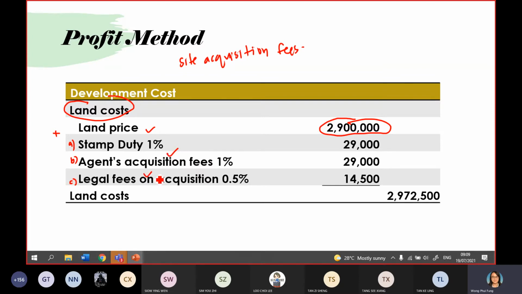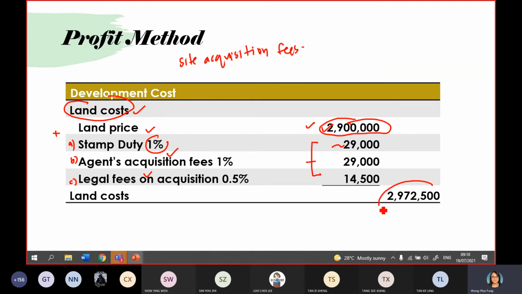And then the legal fee on acquisition actually refers to the lawyer fee and also the legal document fee. For this one, you can assume 1% of land cost. So 1% of land cost will be 29,000. Similarly, you can assume. So under the land cost, basically it is the land price plus all the site acquisition fees.